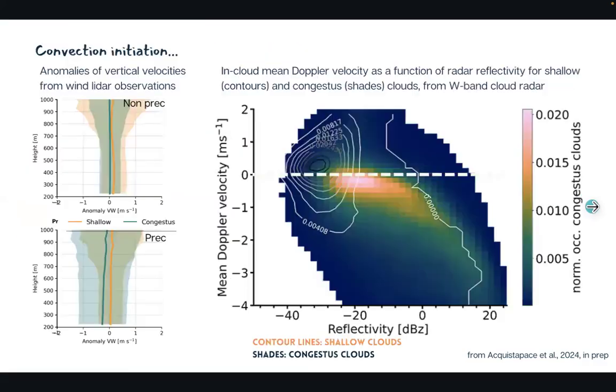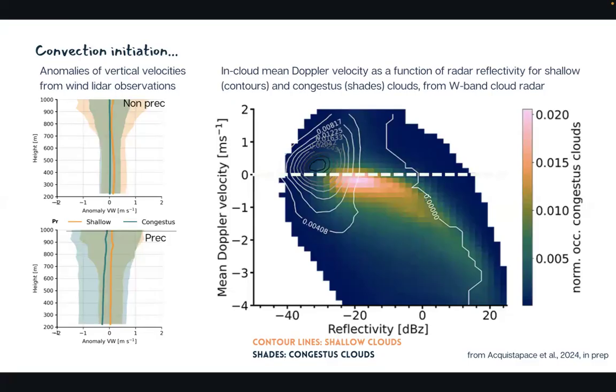Let me tell you something else. Okay, we talked about precipitation, but then how does convection initiate? This is something we try to describe in these plots. Unfortunately, I didn't make it for this presentation to also have a plot that describes the thermodynamics in the subcloud layer. It's a work in progress, but I didn't make it. So here we just discuss the dynamical aspects.